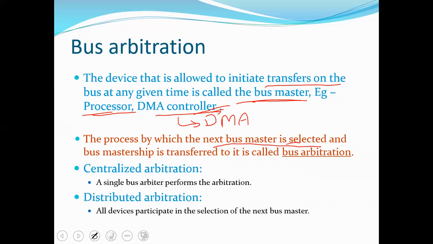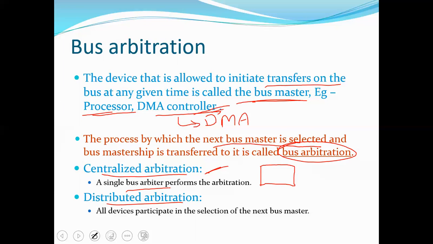So that process is called bus arbitration. There are two types of bus arbitration: centralized and distributed. Centralized means a central control. A single unit is present, called the bus arbiter. It is a circuit which selects the bus master.